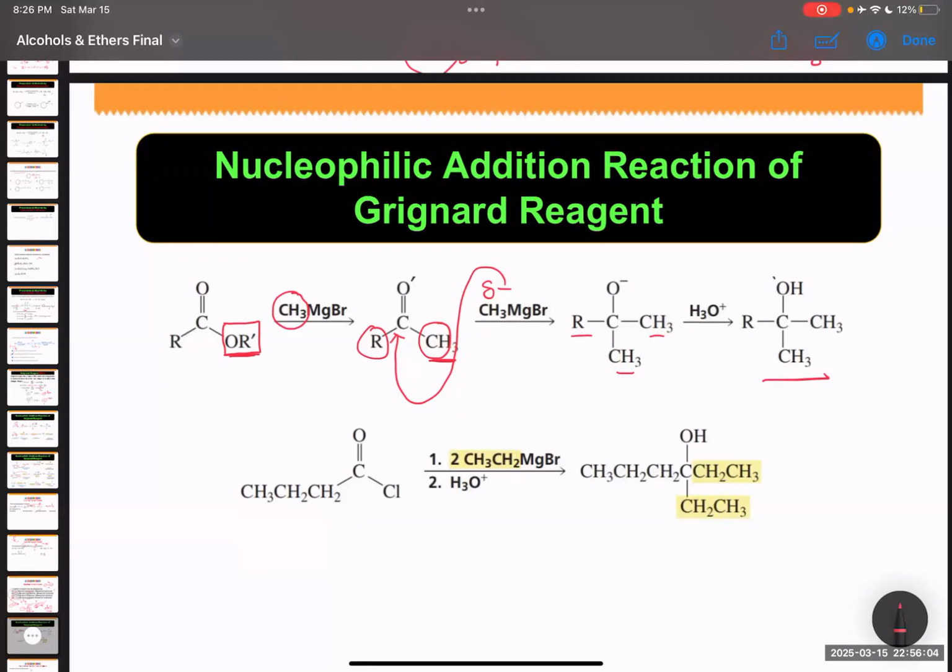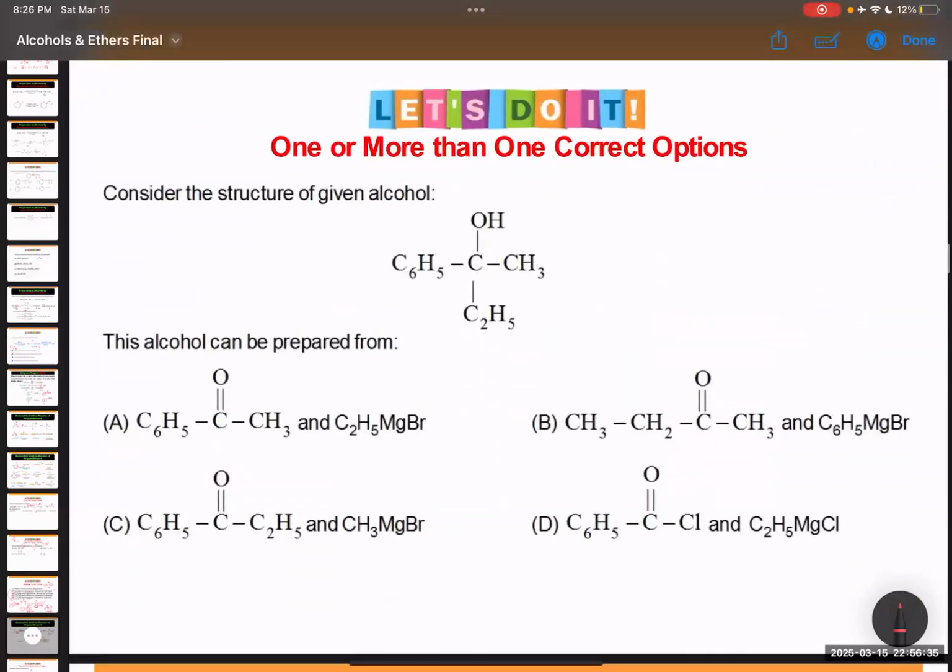So aldehyde and ketone can undergo addition of Grignard only one time. Carboxylic acid derivatives like ester and acid chloride can add 2 moles of Grignard. So if they add 2 moles of Grignard, two similar alkyl groups will appear in the final product, and the one alkyl group from the original compound will continue to persist. Got it? This is how you are going to form the product.